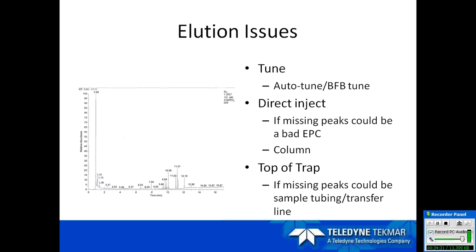Once you get to the purging trap, a good way to see if you're getting your compounds, with elution issues, if you're missing peaks and so on, is to do a top of the trap injection, which is explained in the manuals. That's why we say take time to review the manuals in the beginning, because this will explain the technique of how to do it.